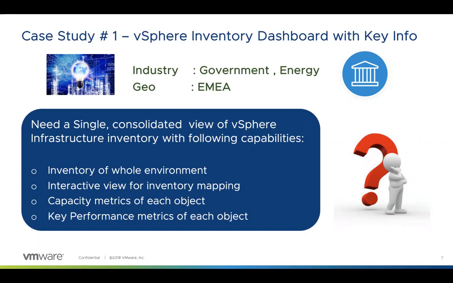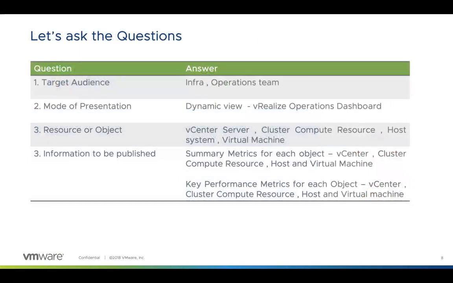Along with that, for each of those objects, they need to see the capacity metrics as well as the key performance metrics. So this is the use case which we got, right? This is where we start looking at how to get this converted into custom content. So let's look at those questions.